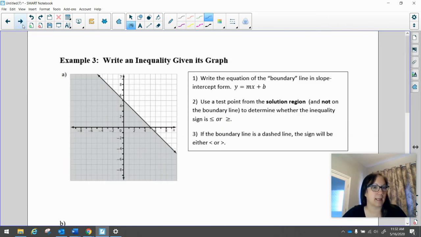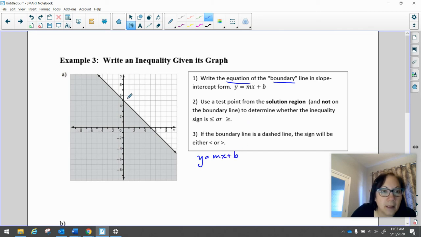Okay, example 3, let's take a look at how to write an inequality if we're given the graph. So first we have to find the equation of the boundary line. So here's our boundary line. Well, we know that the form of this line is going to be y equals mx plus b. So I have to find the b value, which is 5. And the slope is -1 over 1. So our equation is y equals -x plus 5.